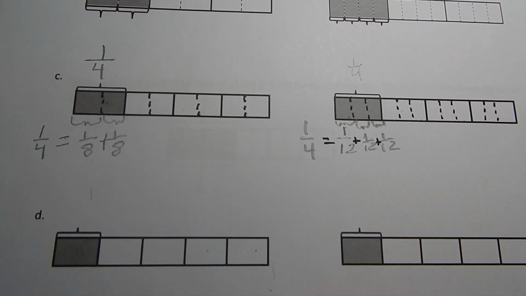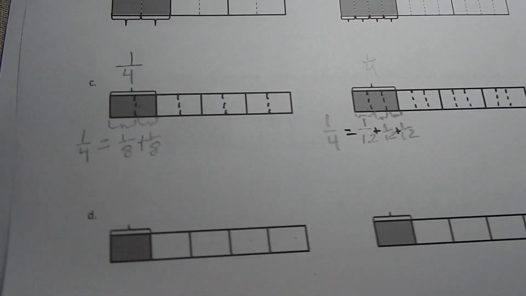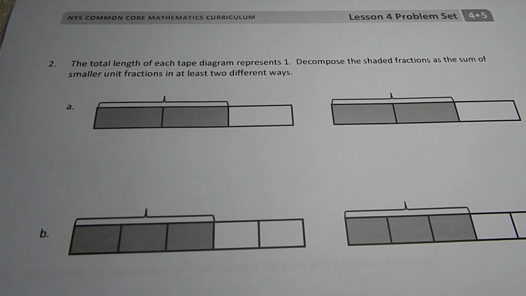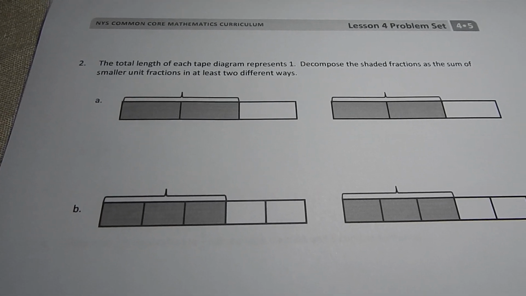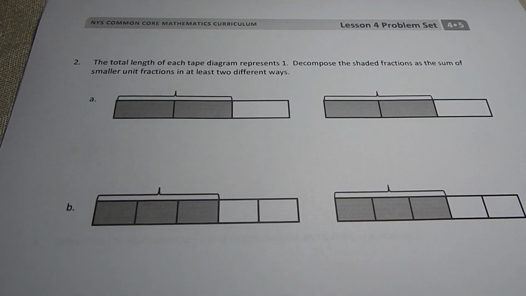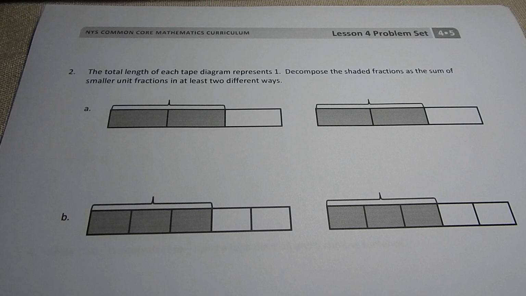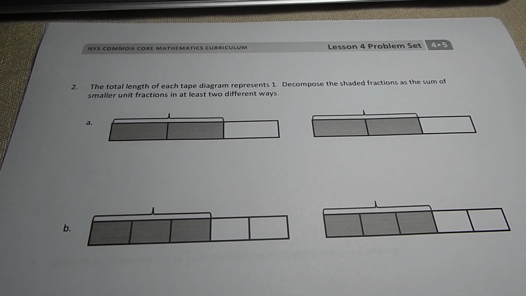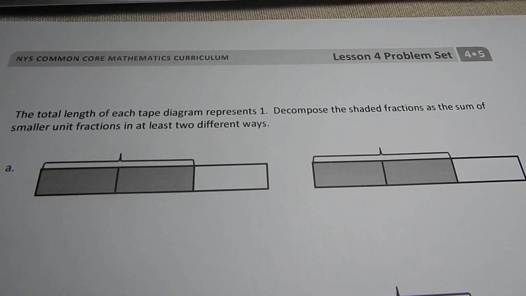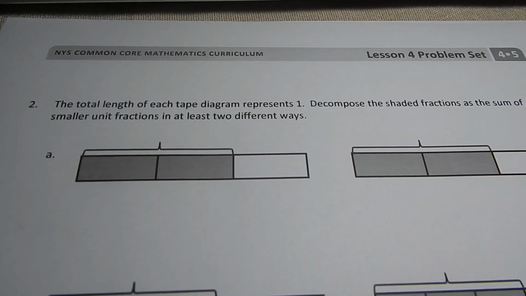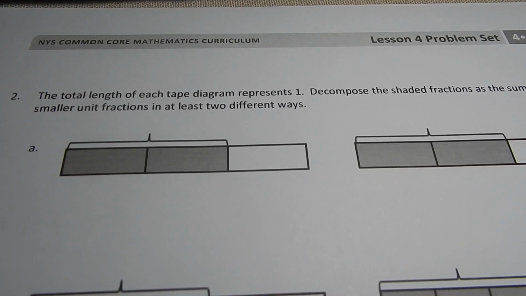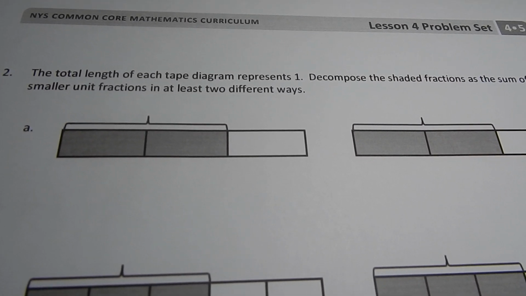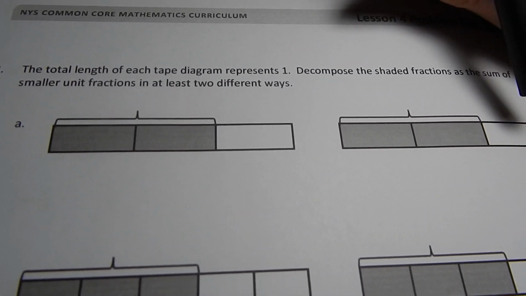So let's go ahead and go to the next page and take a look at the next problem. So in problem number 2, it's telling us that the total length of each tape diagram represents 1. Decompose the shaded fractions as the sum of smaller unit fractions in at least 2 different ways. So now, instead of starting with a unit fraction, we're going to be starting with a slightly larger fraction. So let's take a look at the first one and figure out how we want to do this one.